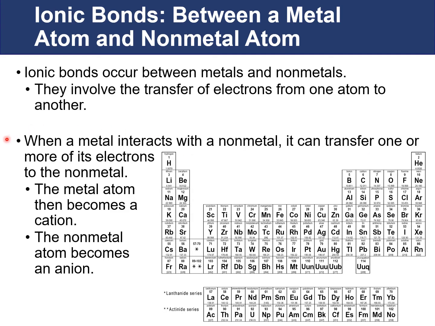When a metal interacts with a non-metal, it will transfer one or more of its electrons to the non-metal. Metal atoms then become what we call cations. These are positively charged ions, and the non-metal atoms become anions. So again, the way that we will determine if something is an ionic bond is it needs to have one of the atoms in the bond coming from the metal section and one coming from the non-metal section.